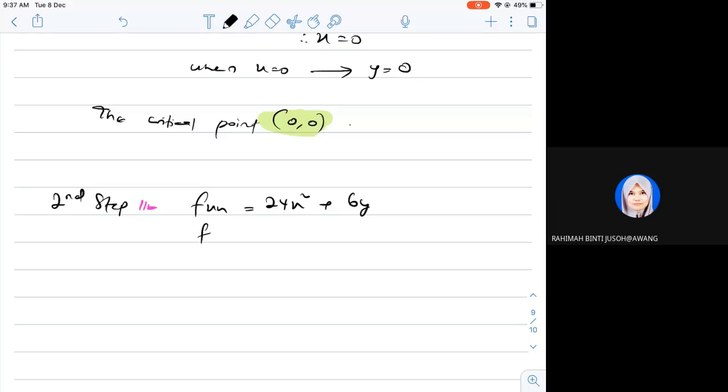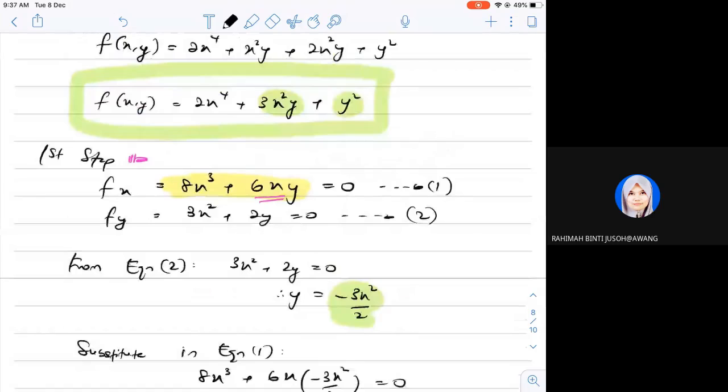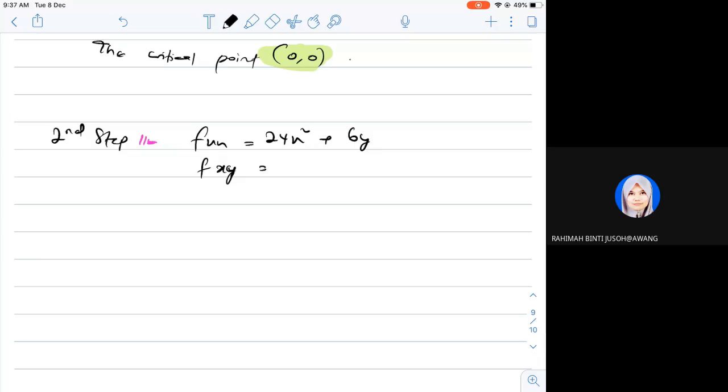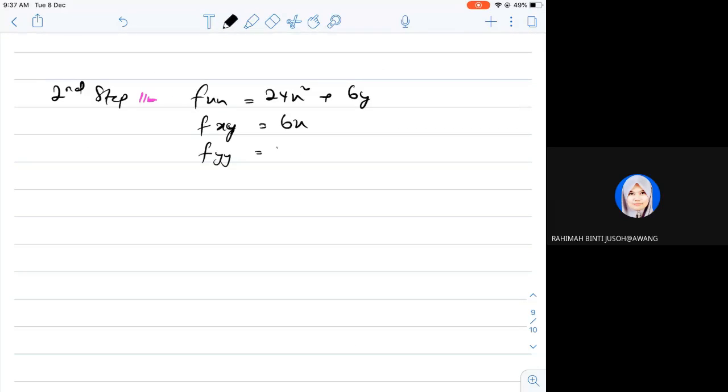So next fxy pula. Ni kita kena refer kat mana ni? Nak differentiate terhadap y. So again kita tengok fx lah. Tapi sekarang kita differentiate terhadap y pula. So 8x kuasa 3 dapat 0. 6xy differentiate with respect to y, we will get 6x. Okay. And then differentiate fyy. So differentiate fyy, kita kena refer ni fy ni. So differentiate terhadap y, 3x squared becomes 0. Differentiate 2y becomes 2. So dapatlah 2.